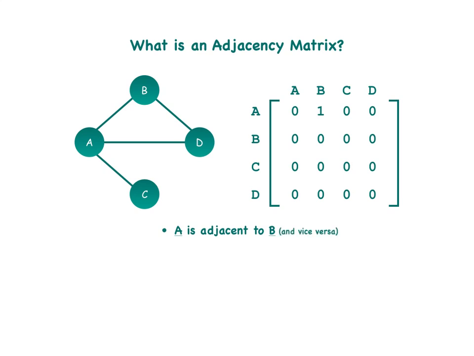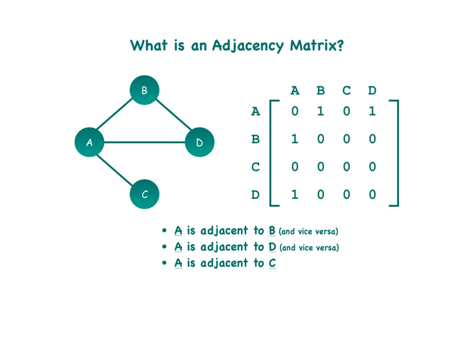Now we also know that vice versa is true, that B is adjacent to A, because this is an undirected graph. So we go to row B, then column A, and set that value equal to 1. Next, A is adjacent to D. So we go to row A, column D, set it to 1. Vice versa is also true. So go to row D, column A, set that value equal to 1.